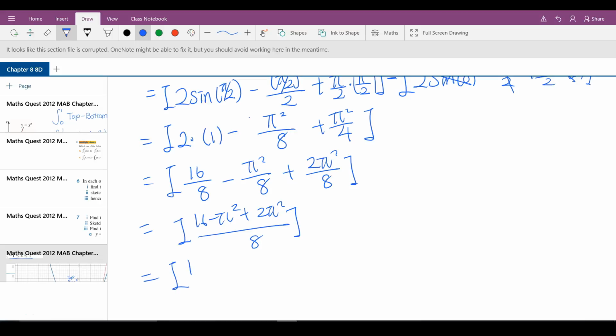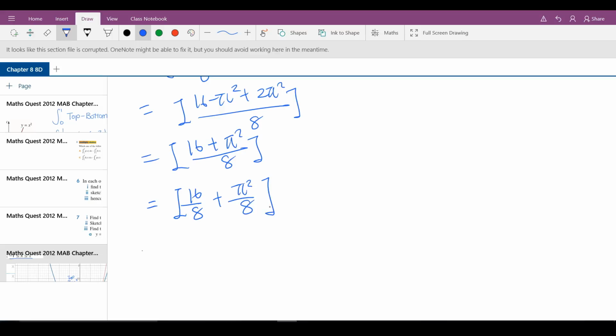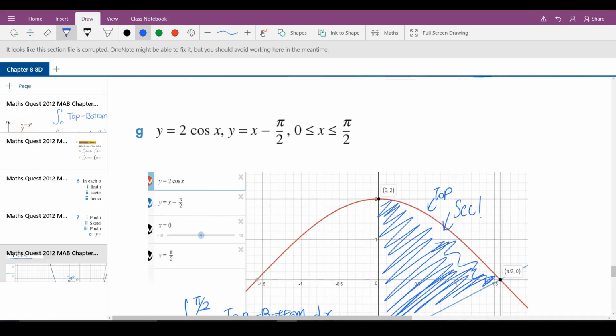So 16 we don't move. Negative pi squared plus 2 pi squared is positive pi squared, over 8. Then let's split the fraction back into 16 over 8 plus pi squared over 8, which becomes 2 plus pi squared over 8. And that is your answer. Whew! So that's the answer for G.